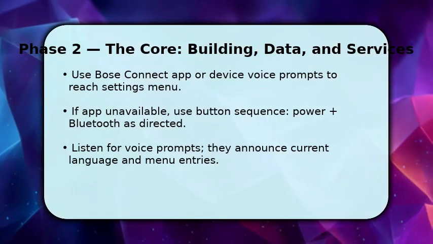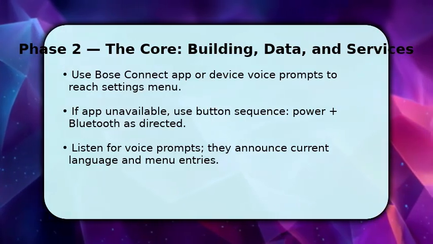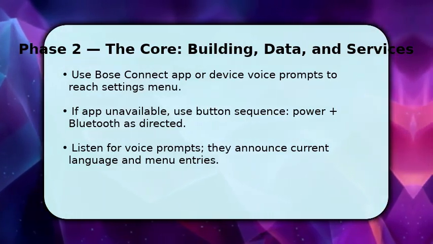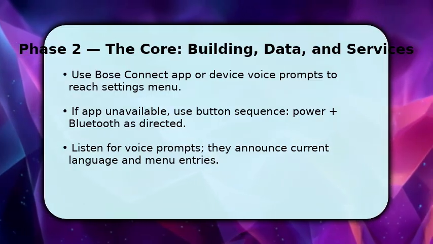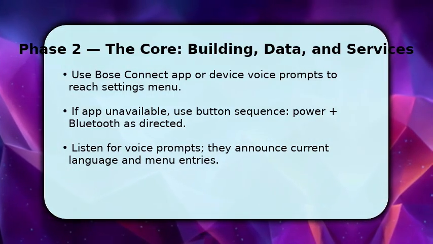Now you access the language controls. If you use Bose Connect, open the app, select the SoundLink Mini Roman 2, and tap Device Settings. The language option appears in that menu. If you don't use the app, you rely on the speaker's voice prompts.